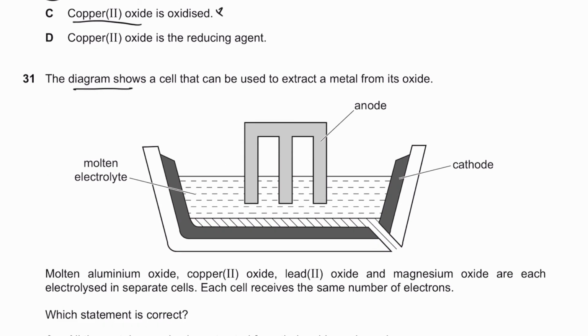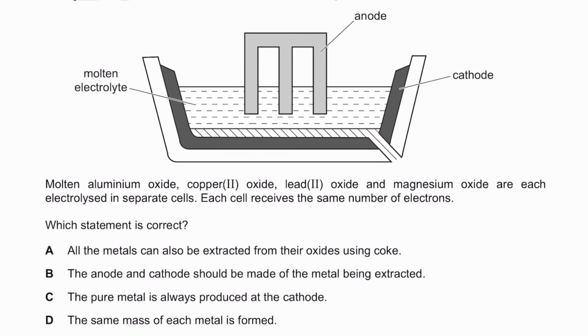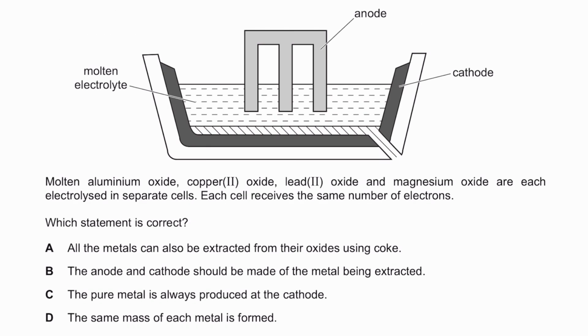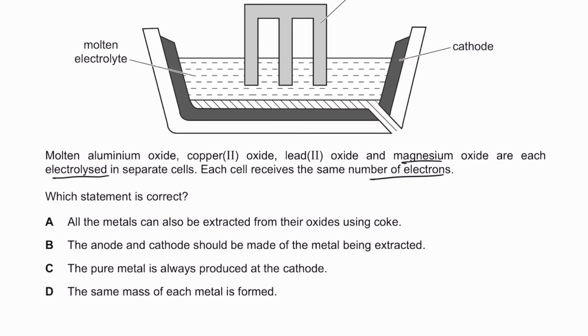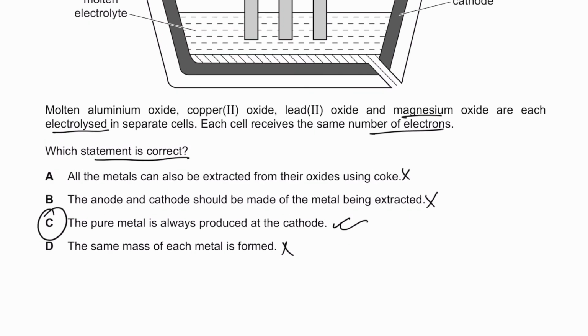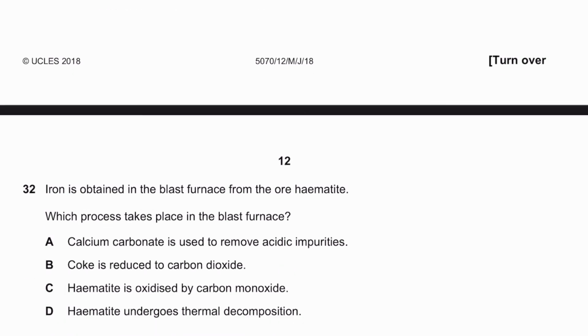The diagram shows a cell that can be used to extract metals from their oxides. Molten aluminium oxide, copper(II) oxide, lead(II) oxide, and magnesium oxide are each electrolyzed in separate cells. Each cell receives the same number of electrons. Which statement is correct? All metals can also be extracted from... No, not all metals. Anode and cathode should be made of the metal being extracted. Nope. Pure metal is always produced at the cathode. The anode breaks down, and yes, the cathode. The same mass of each metal is formed. No. So the correct option is going to be C. The anode breaks down, and the pure metal is deposited at the cathode.